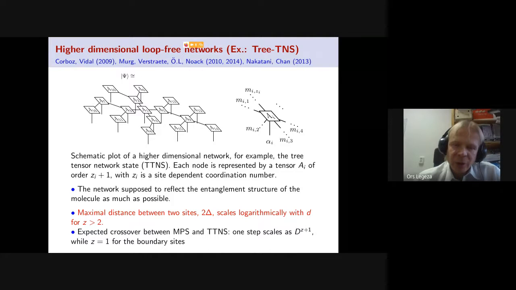We have to keep in mind, on the other hand, that the scaling of one iteration step to optimize such a matrix based on singular value decomposition scales as d to the z plus 1. So in DMRG, this is d to the cube, while in the tree, for example, it is d to the 4 or d to the 5. So there's an extra cost for a single optimization step.